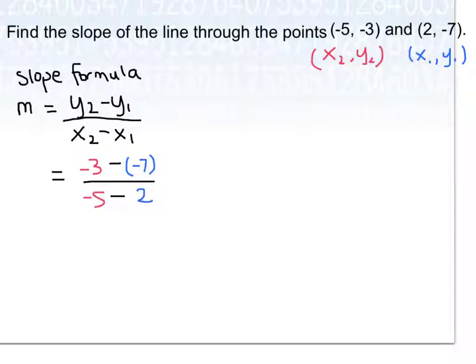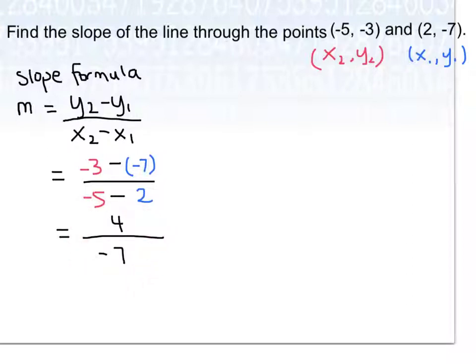So if we simplify this expression, the numerator is a -3 minus a -7 is going to give us a +4. And the denominator is -5 minus 2, which will give us a -7. And you'll notice that the slope you just found agrees with the last slope. I think the only difference you might see is that the negative sign is located in the denominator as opposed to the numerator from the last example we just did. But we already talked about how that is really just talking about that the slope is negative.